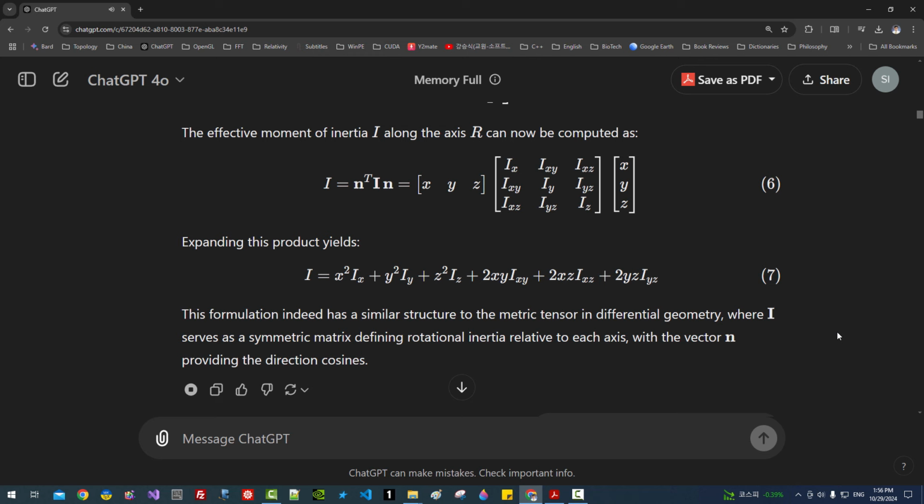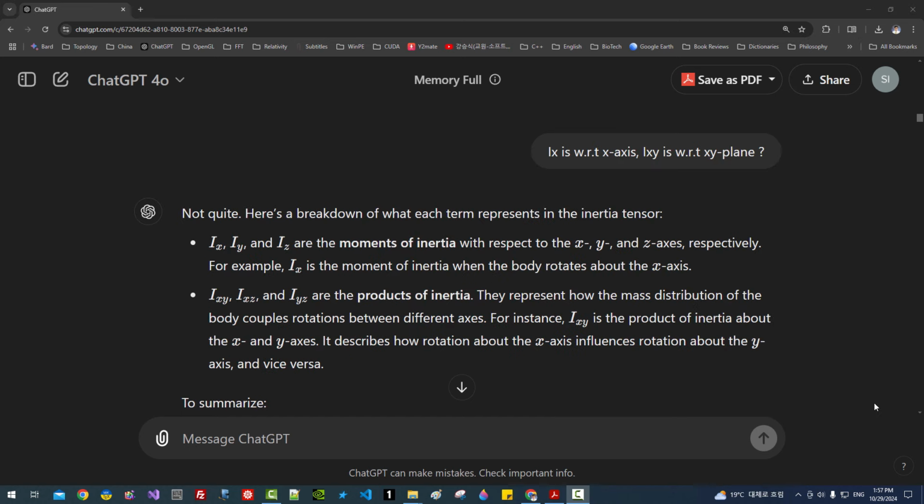Tag 7. This formulation indeed has a similar structure to the metric tensor in differential geometry, where I serves as a symmetric matrix defining rotational inertia relative to each axis, with the vector n providing the direction cosines. Ix is with respect to the x-axis. Ixy is with respect to the xy plane.